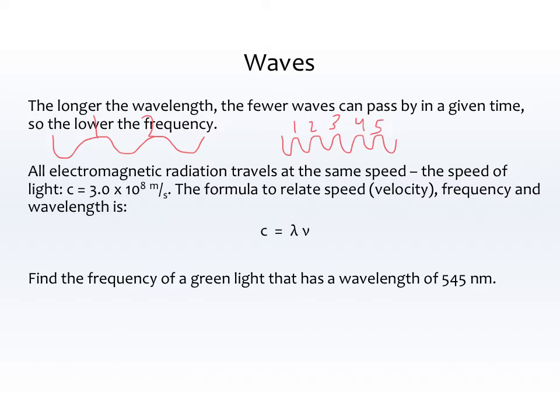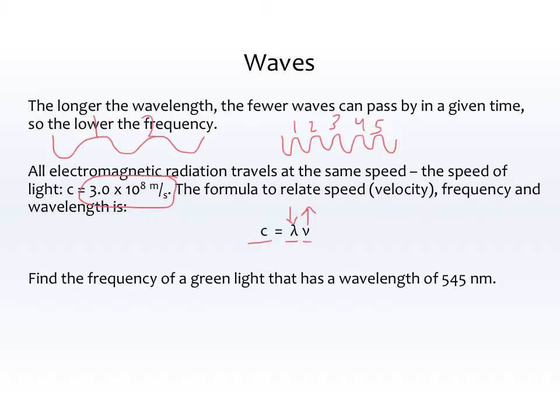Now all electromagnetic radiation, this is microwaves and X-rays and gamma rays and light, all travel at the exact same speed, which we call the speed of light, which is 3.0 times 10 to the 8 meters per second. So the formula to relate speed or velocity, frequency, and wavelength: the speed is equal to the wavelength times the frequency, which shows that wavelength and frequency are inversely proportional. If frequency goes up, wavelength will go down so that they can multiply to equal the same constant, and vice versa.